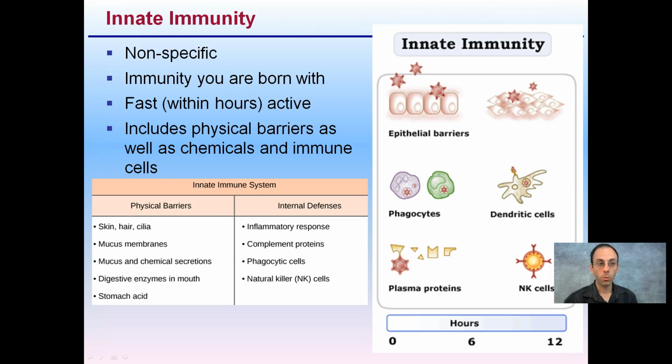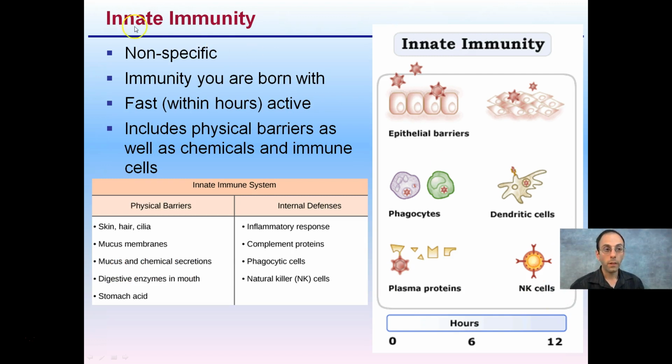Putting this in more of a pictorial form, comparing the innate to the acquired, the innate is non-specific, meaning you were born with it. It's fast-acting, occurs within a few hours, as we see here on the timetable down here. It includes physical barriers as well as chemical and immune cells. Some of those physical barriers include skin, hair, cilia, mucus, digestive enzymes, and stomach acid. Some internal defenses can be complement proteins, phagocytotic cells, and natural killer cells.